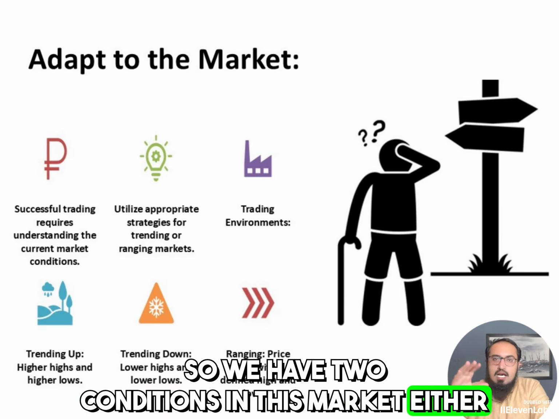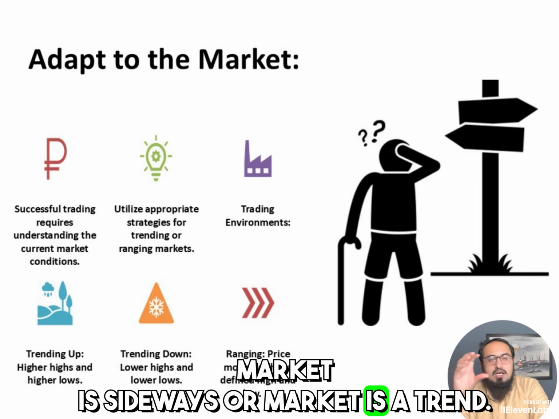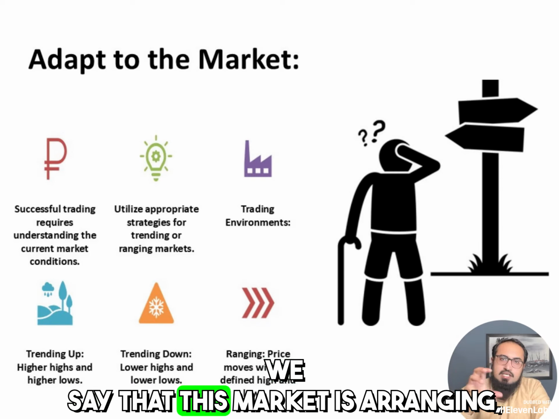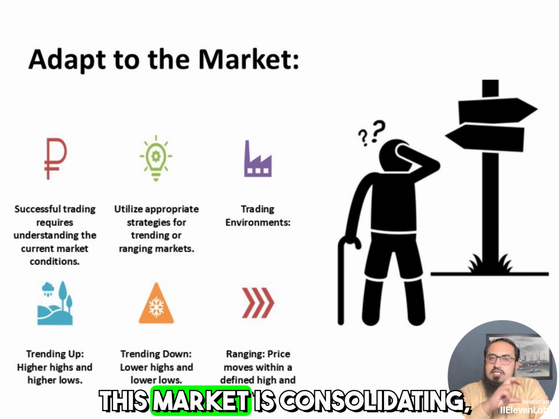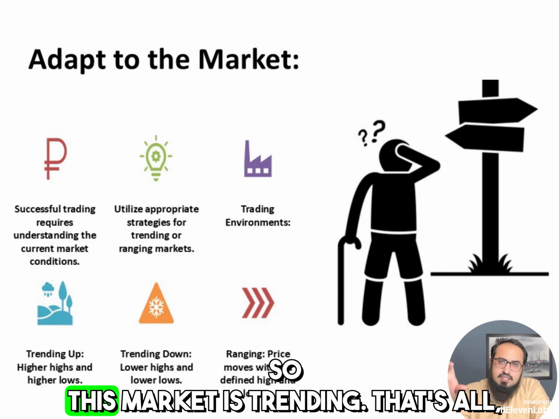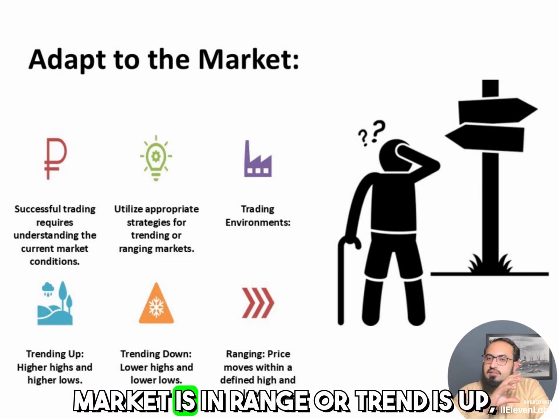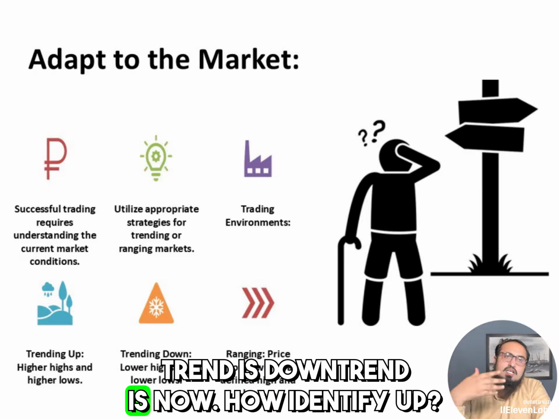So we have two conditions in this market: either the market is sideways or the market is in a trend. We call it the market is ranging. Some say it is consolidating, so this market is trading. The market will be in a range or in a trend. The trend is also of two types. If it is going up, it is an uptrend. If it is going down, it is a downtrend.